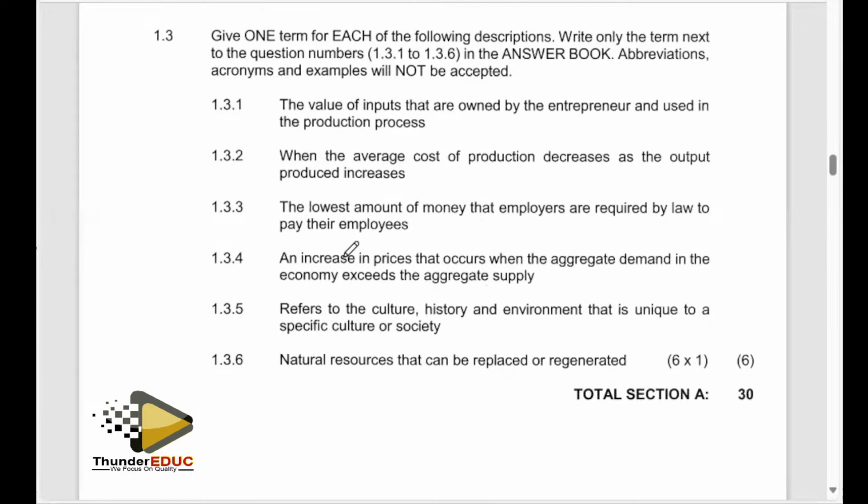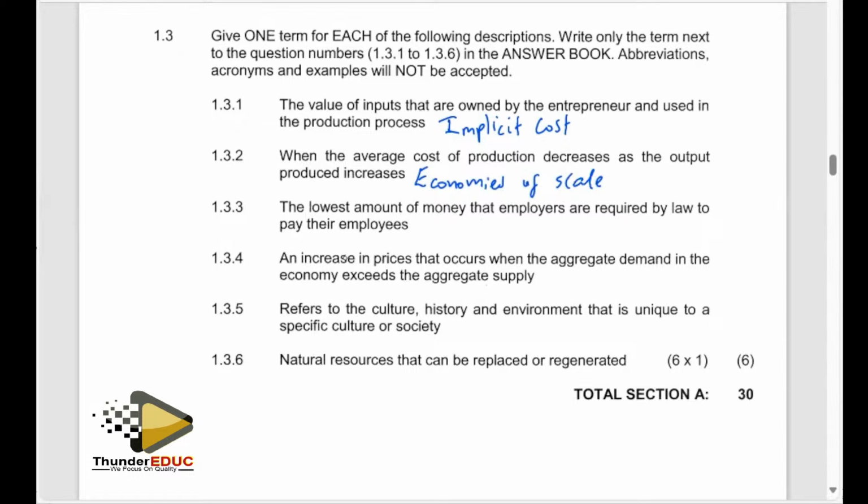The value of inputs that are owned by the entrepreneur and used in the production process. So now this is nothing but implicit cost. Implicit cost. So now also 1.3.2, when the average cost of production decreases as the output produced increases. So now this is nothing but economies of scale. Economies of scale.